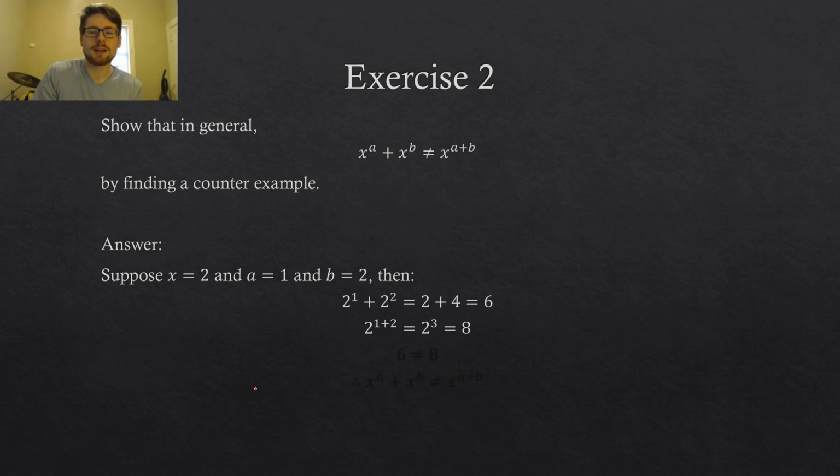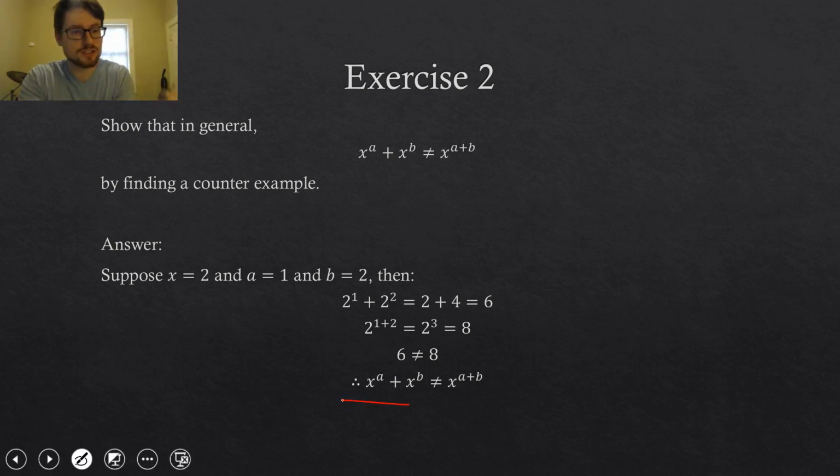The right-hand side, I need to add 1 and 2 together first. So that'd be 2 to the 1 plus 2, and that's 2 to the 3rd power, which is 8. Clearly, 6 is not 8. And so it doesn't make sense for these to be equal to each other. It doesn't make sense for the left-hand side, which is a sum, x to the a plus x to the b, and the right-hand side, which in fact equals x to the a times x to the b. This is a product of x to the a and x to the b.